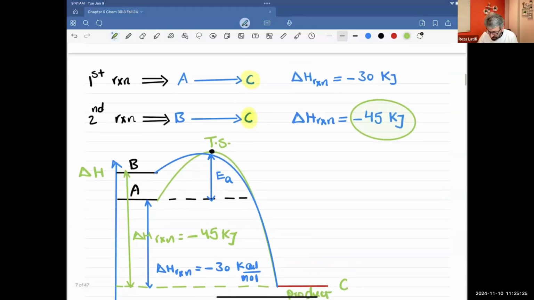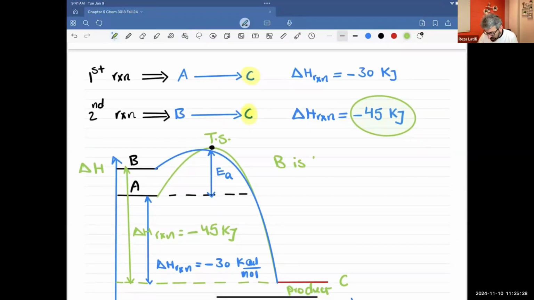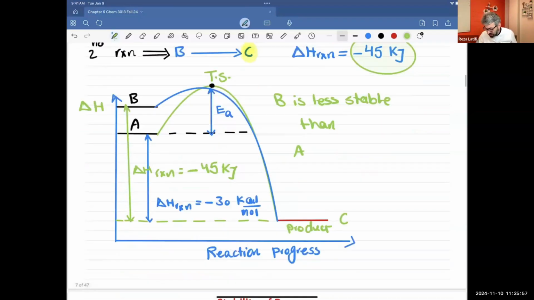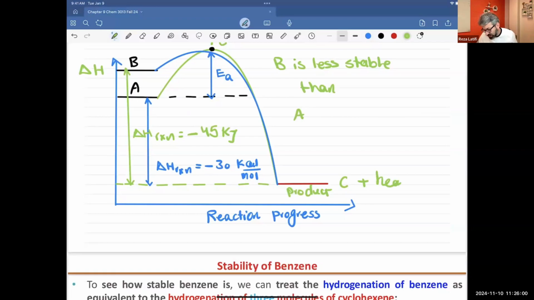What does it mean? It means B is less stable than A. Listen carefully to this one. B is less stable than A. Why? Because when I turn both to C, I got less heat from A. So that means A was more stable and B was less stable. And because B was in a higher level of energy, it gave me more heat. So I got more heat, and the sign for it is the delta H.